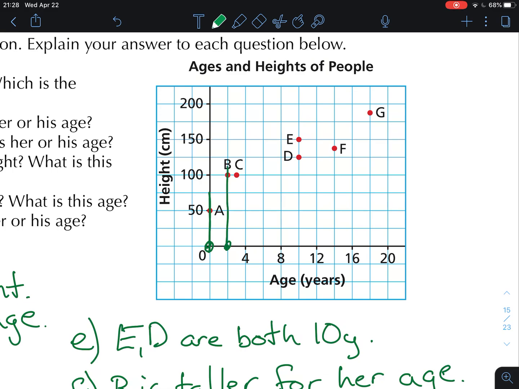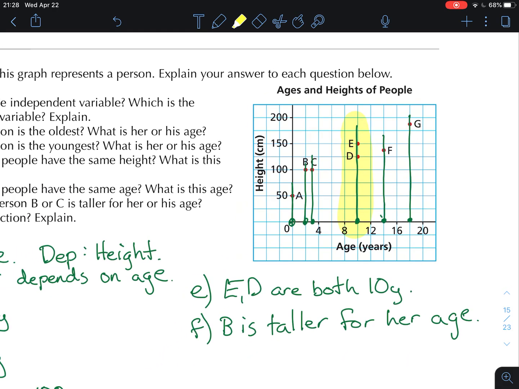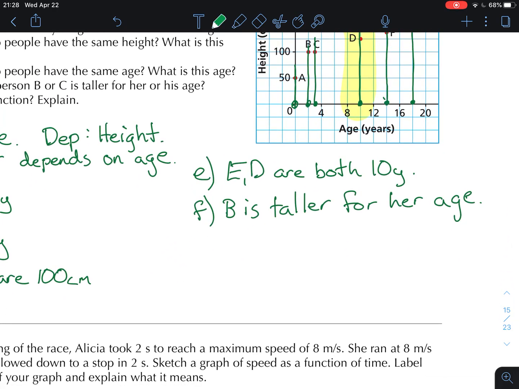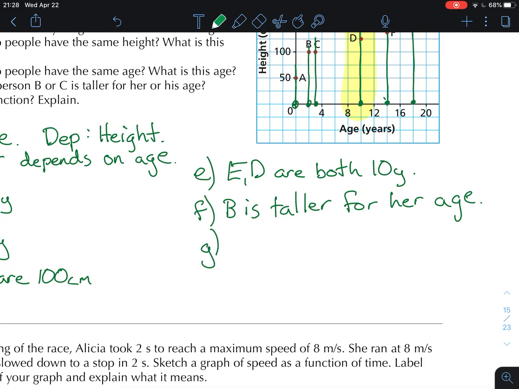Our domain value of 0 only has one value of A. Our domain value of 2 only has one value of 100. Our domain value of 3 only has one value of 100. Our domain value of 10 has two values, 125 and 150. Domain value of 14 has only one value. Our domain value of 18 also has only one value. But because of this right here, this is not a function.